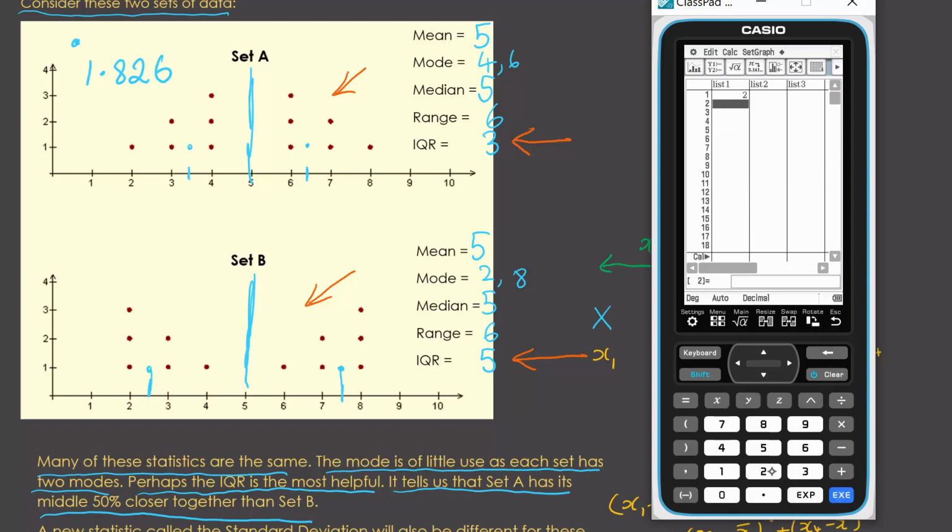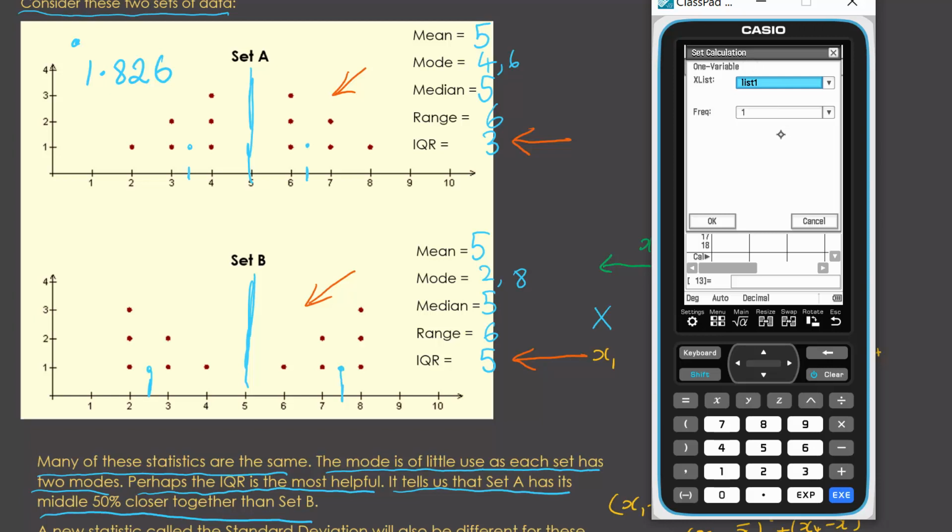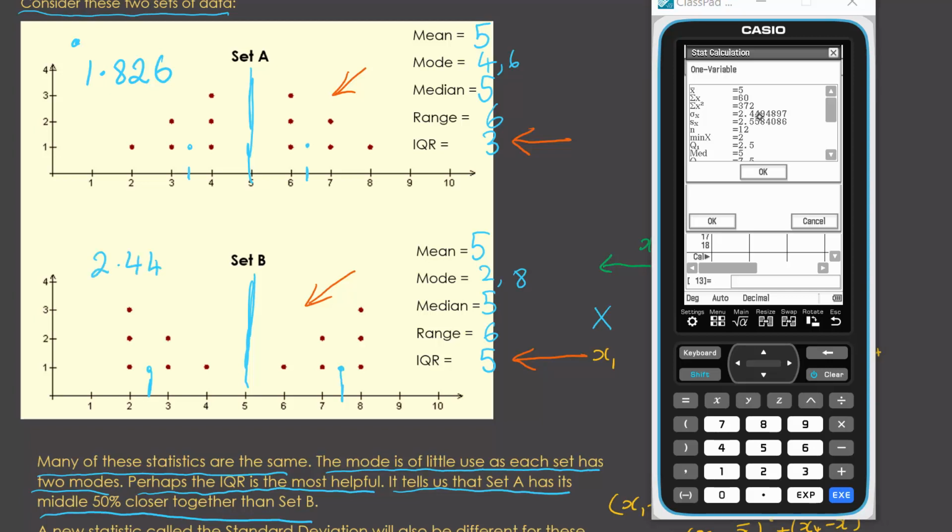So we have 3 2s, 2 3s, and a 4. We have a 6, 2 7s, and 3 8s. Now, calc, one variable, all of that's okay. My sigma here is 2.449. And so, by this measure, this one does have a greater dispersion than set A, just as we can see visually.